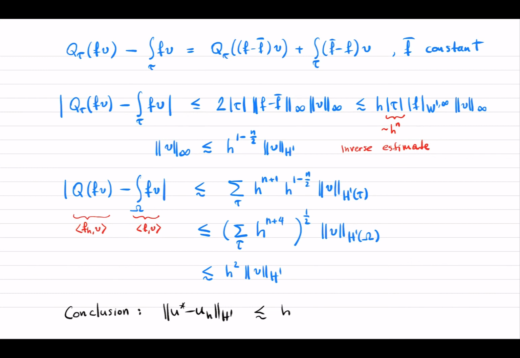The number of triangles is h to the power minus n. So we get h to the power minus n cancelling with h to the power n. We get h to the power 4, and taking the square root we get h to the power 2. So again, it shows that the consistency term coming from the right hand side f_h is of order h squared. So the overall convergence rate is h, that is determined by the main term in Strang's lemma.